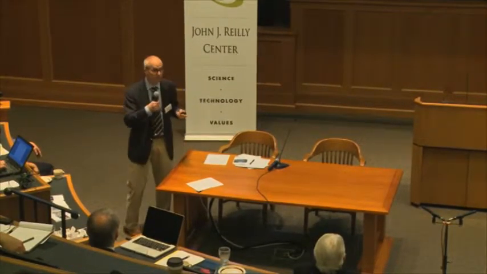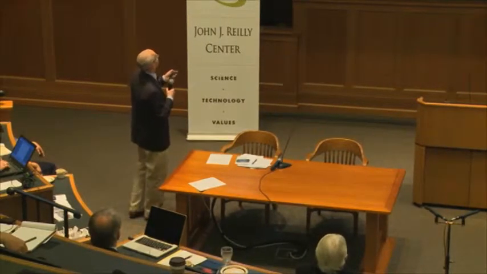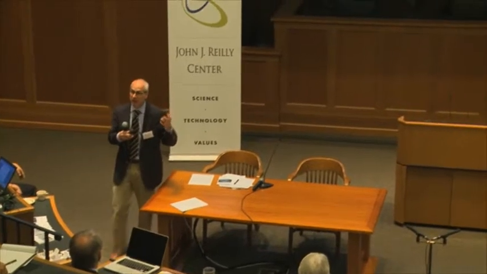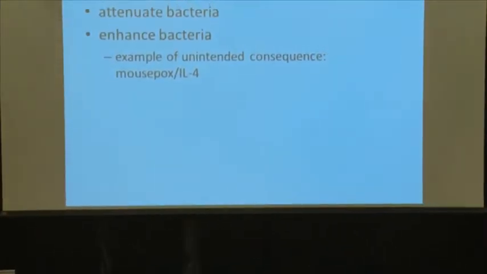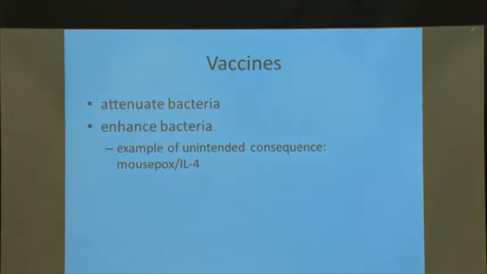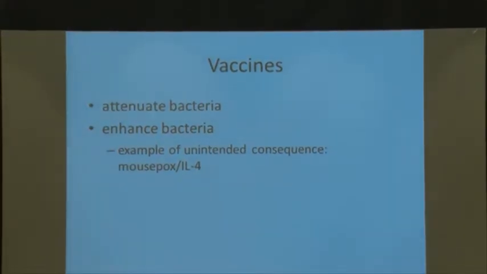Another example would be vaccines. One way to make vaccines is to attenuate a bacterium so that it's less pathogenic but still induces an immune response. But another way would be to try to perhaps enhance the bacteria. And this is another example of where you might get an unintended consequence. There was a lab in Australia that was trying to come up with a way to reduce the rodent population.